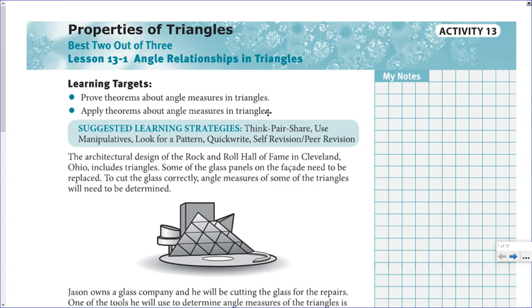All right, so today we're going to be looking at lesson 13.1. We're going to be looking at angle relationships in triangles. They first start off by telling us that the design of the Rock and Roll Hall of Fame in Cleveland, Ohio includes triangles. As you can see right here, we have a bunch of triangles that are made of glass, and some of them need to be replaced. So to cut the glass correctly, we need to measure some of the angles of the triangles.